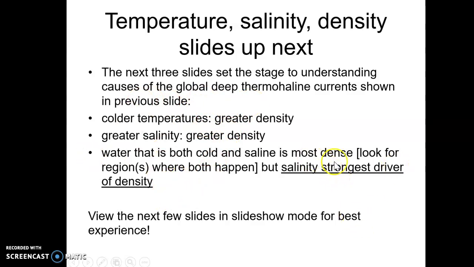Water that is both cold and saline is most dense. So what I want you to do, as you look at the next slides, is look for the regions where we get both cold and saline water. But I want to emphasize something: salinity tends to be the strongest driver of density.